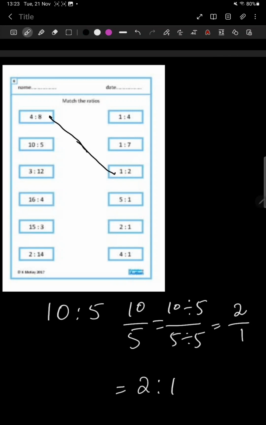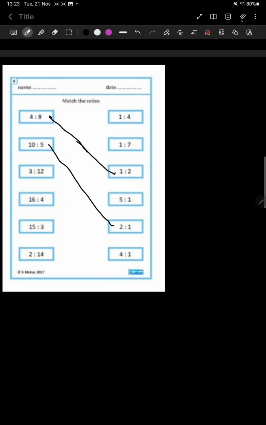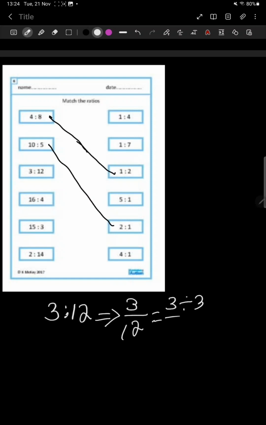So the second number will be matched over here. Next is 3:12. So we are writing 3:12. What will be our first step? Write it in fraction form. First number will be the numerator and second number will be the denominator. Now 3 and 12 both are coming in the 3 times table. So we will write 3 divided by 3, 12 divided by 3. So the answer will be 1 divided by 4. So finally it is 1:4. So we will match this one. 3 to 12, 1:4. Is there anyone? Yes, it is over here.